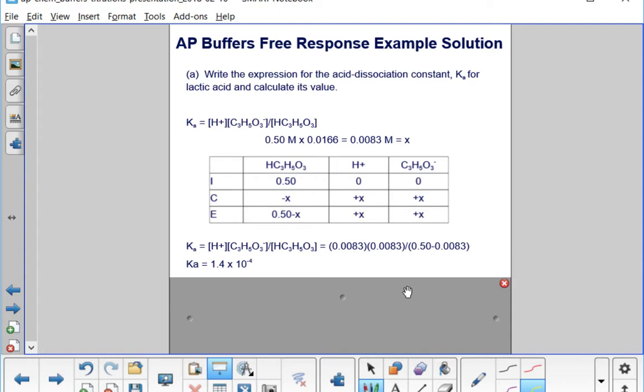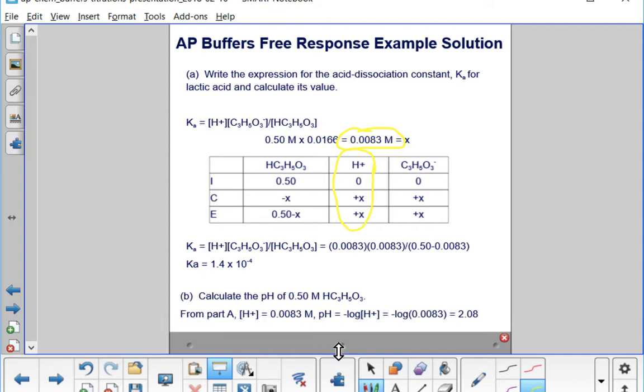Now, part B asks us to find the pH of this 0.5 molar solution. And remember that pH is related to the H+ concentration, which here H+ is defined as X or 0.0083 molar. So we find the pH as the minus log of the hydrogen ion concentration, or the minus log of 0.0083, gives us a pH of 2.08. So that's parts A and B. Let's go ahead to part C now.